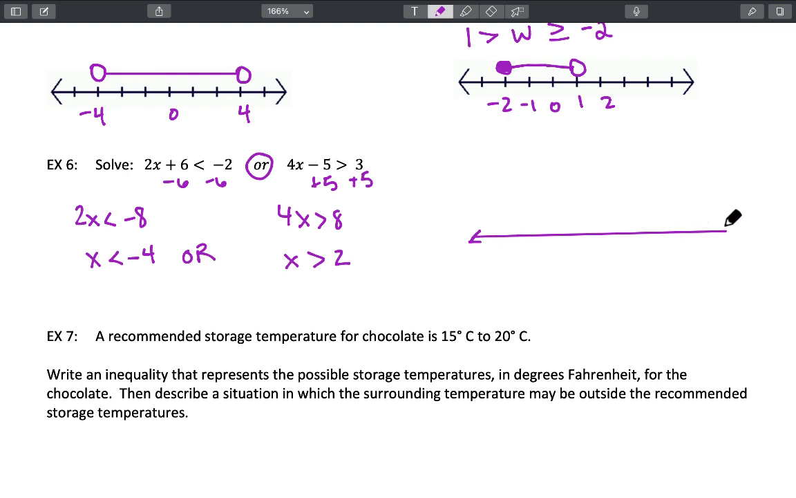All right, so let's graph our inequalities. Remember that this is an "or" statement, or a union, so we're going to graph both of these. Negative 4, negative 3, negative 2, negative 1, 0, 1, 2. I want all of my x's less than negative 4, so an open circle here at negative 4 and everything to the left. And then I'm going to graph an open circle here at 2 and everything to the right. So there is the graph of my solution set to this double inequality.